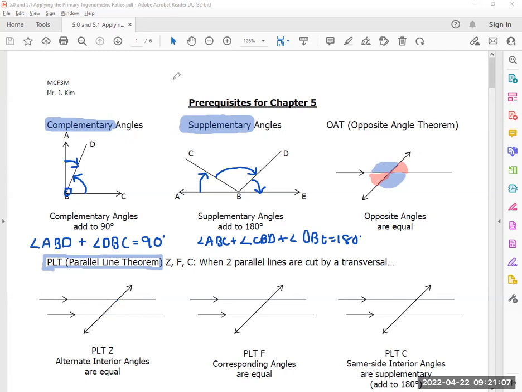Maybe that's a little bit tough to see, so I will do this instead. This angle right here and this angle right here within the Z, they are equal to each other.